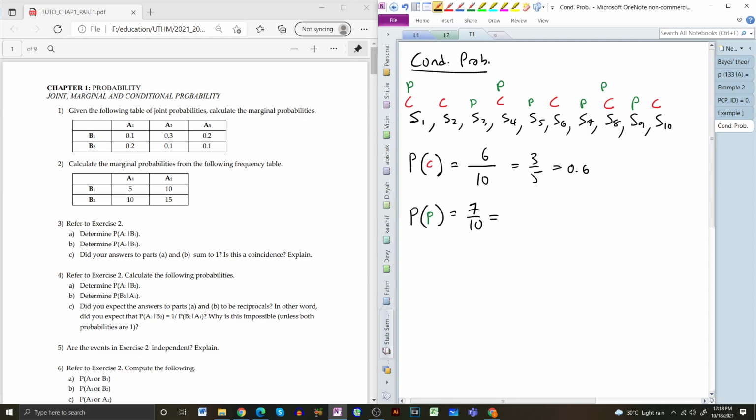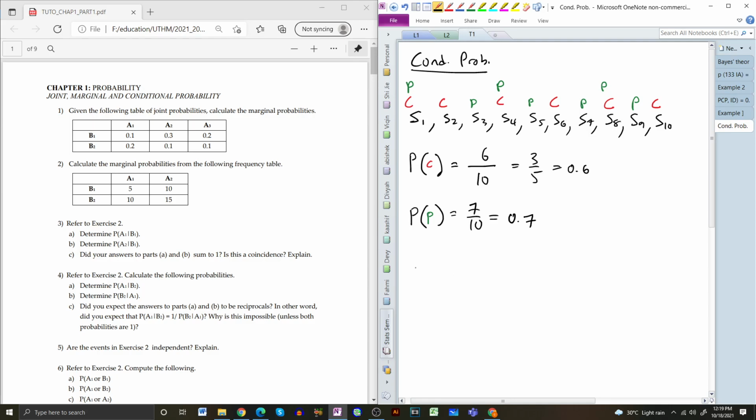Sample size, you see how we define the probability. Out of 10 students, my focus is all the 10 students. That is my sample size. Out of these 10 students, how many of them are curly? 6 of them. Now again, for spectacles, out of 10 students, how many of them are wearing spec? 7 of them. So it's 0.7. You can write it as a decimal, you can leave it as a fraction.